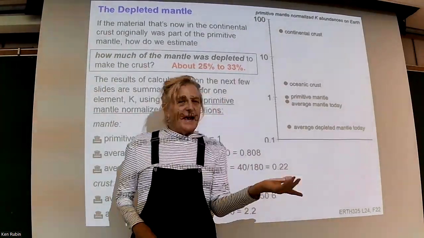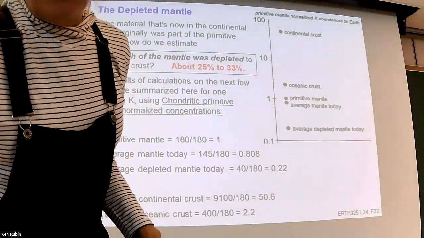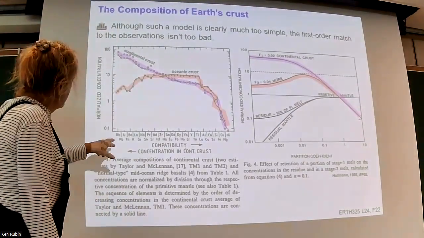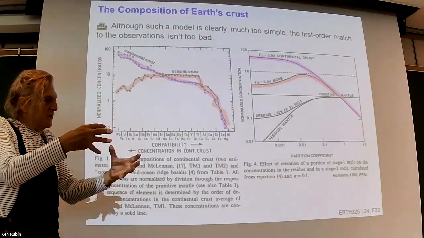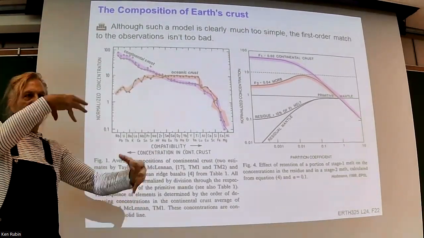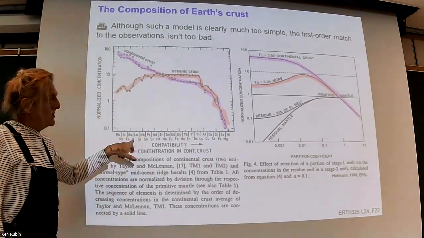And one of the reasons I picked potassium is because, along with thorium and uranium, these are the three main radioactive heat-producing elements in the mantle. So they're part of what's contributing heat that's allowing it to circulate and convect. So we're interested in this one.